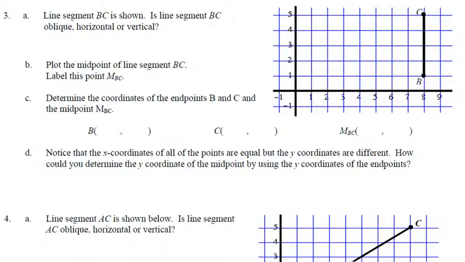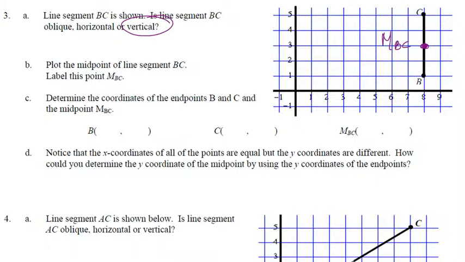Line segment BC is shown. Is line segment BC oblique, horizontal, or vertical? No, the answer is yes. Yes. Don't do that. But yeah, vertical. The answer to the question really is yes, but the implied question is, which of them is it? So it is vertical. Plot the midpoint, it looks like about here. And label this point M_BC.